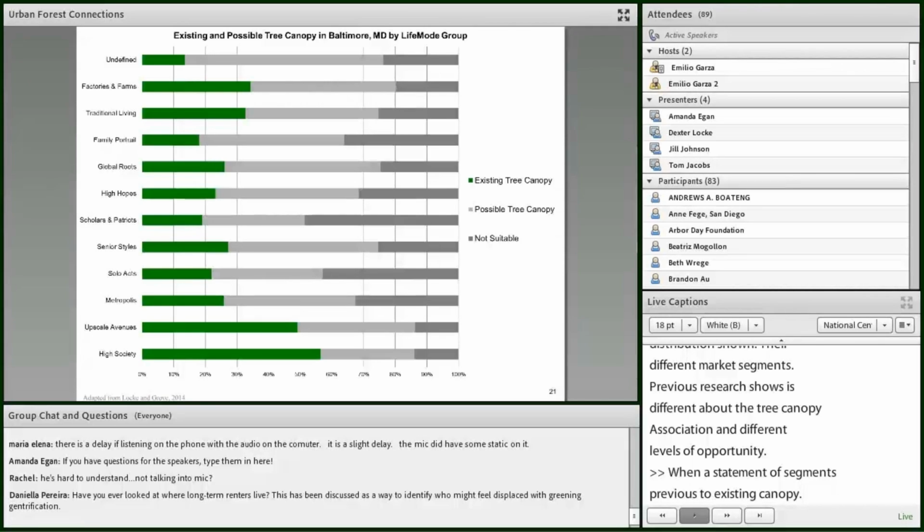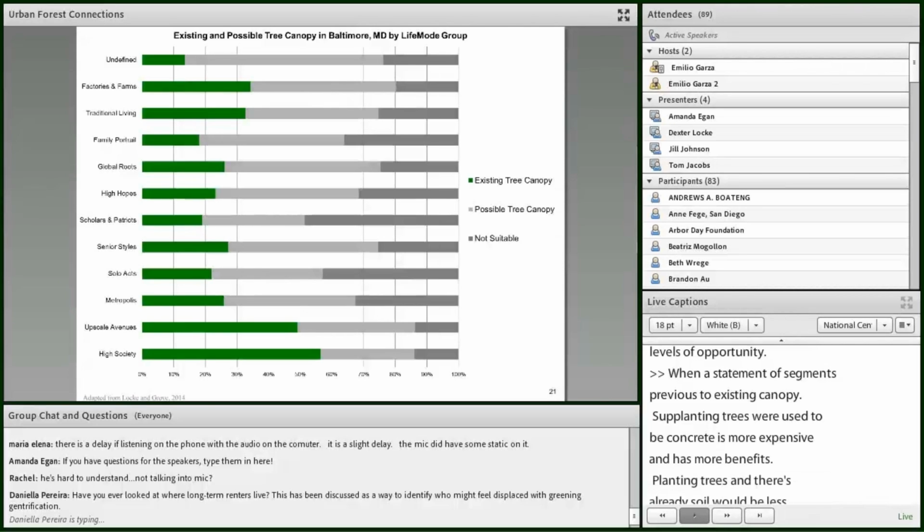So planting trees where there used to be concrete is more expensive with more benefits, whereas planting trees on grass, shrub, or bare soil areas would be less expensive and also potentially provide fewer benefits. The point here is that the amount of tree canopy varies at different market segments.